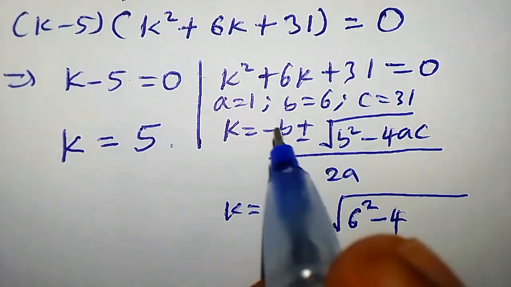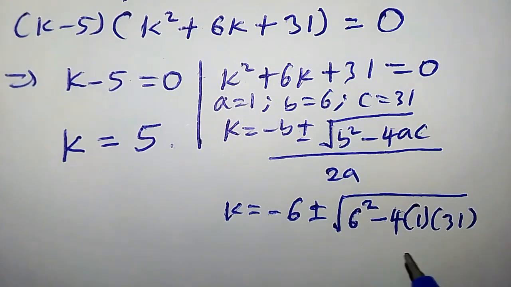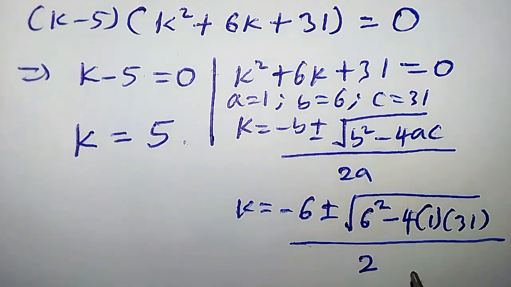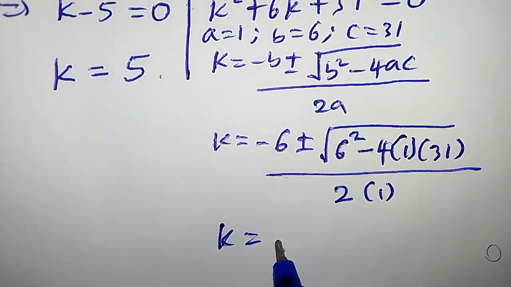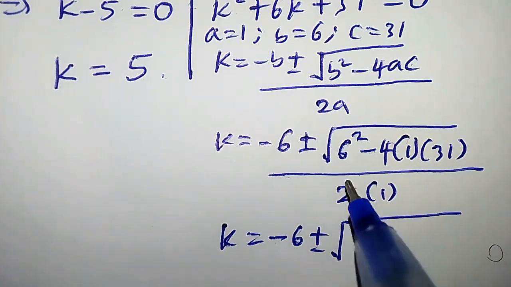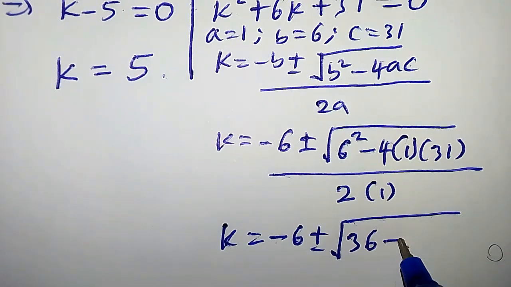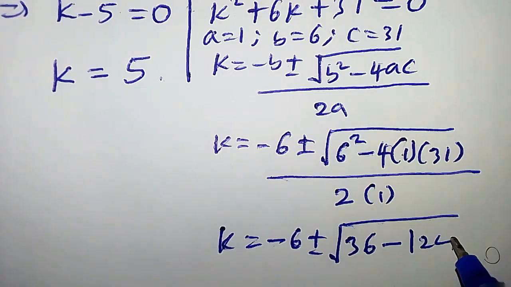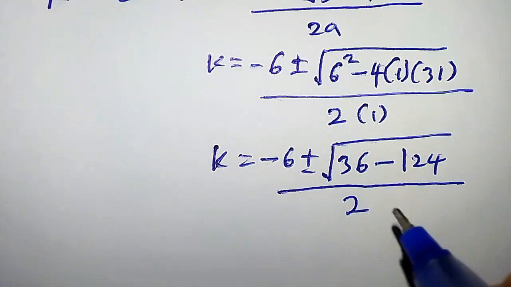What is a? a is 1, c is 31. Into 1 into 31 divided by 2. What is a? a is 1. Let's continue. k is equal to minus 6 plus or minus square root of 6 squared, which is 6 times 6, 36, minus 4 times 1 times 31, that is 124. Everything divided by 2 times 1, that is 2.